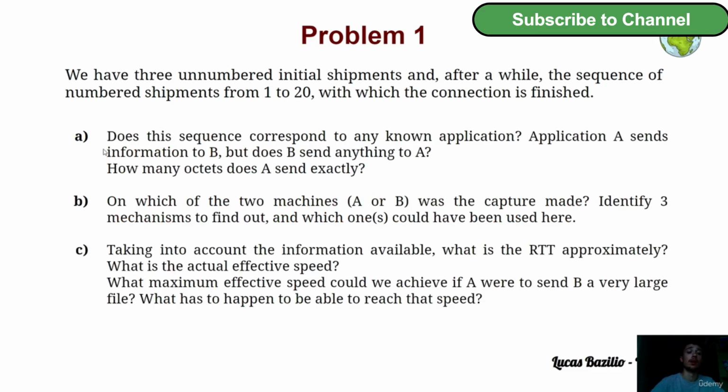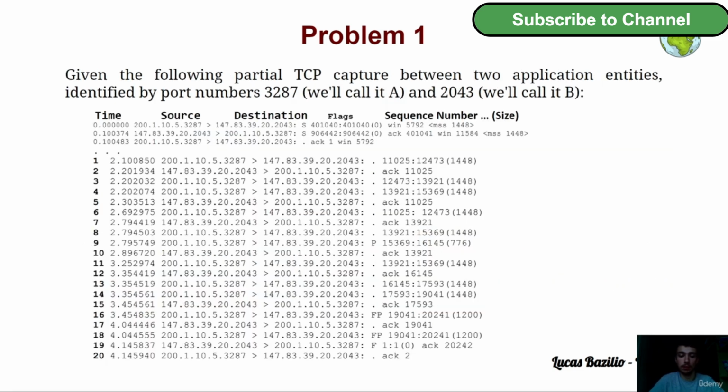Finally, this point A finishes with the question, how many octets does A send exactly? Keep in mind that when they ask for how many octets, this is the same as asking for how many bytes. An octet is a byte, a collection of 8 bits. So to answer this question on how many octets or bytes application A has sent to application B, it is very simple, and this question is very related to the previous one.